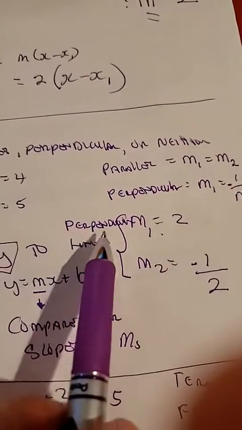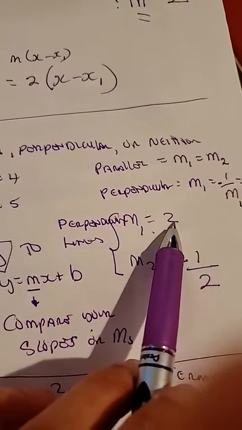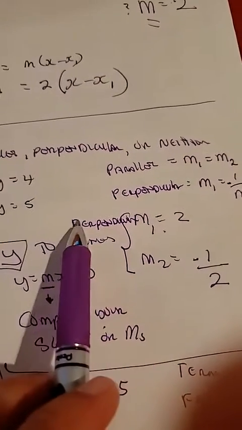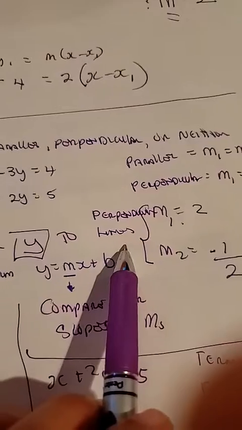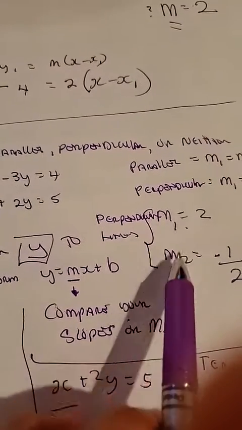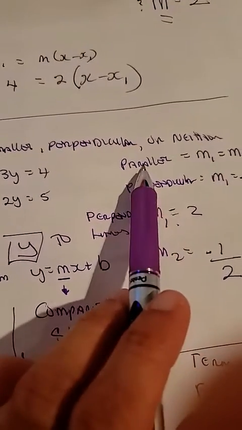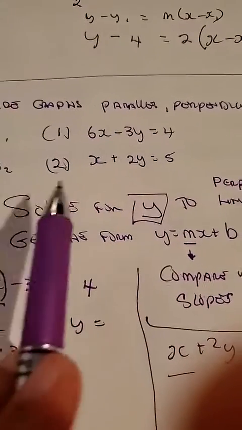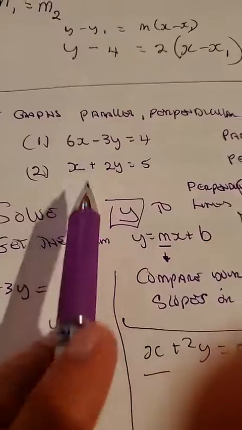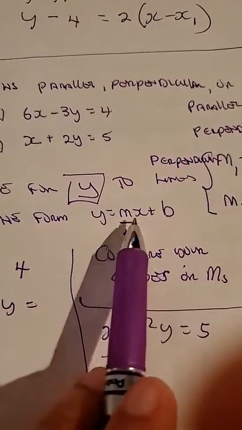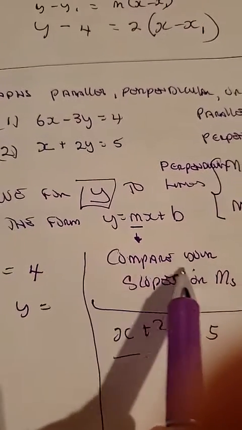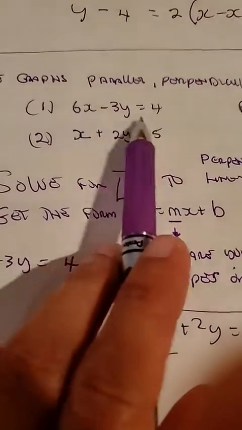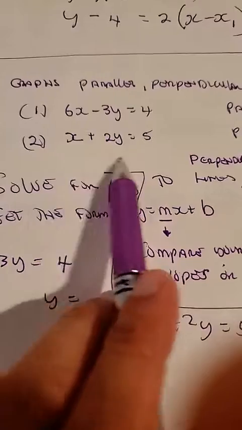So for example, if m1 is 2, then m2 has to be negative 1/2 for them to be perpendicular lines, right? But in order for you to identify if the lines are parallel, perpendicular, or neither, you have to solve for y. Your equation has to be in the form y = mx + b so you can compare your slopes. So you'll have to solve for y in each of these equations, right?